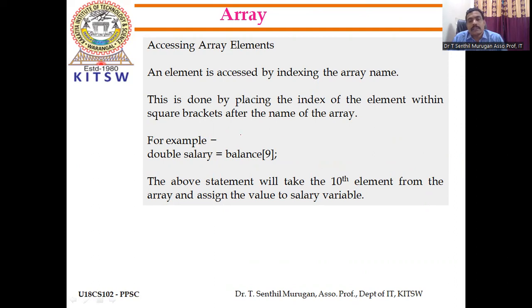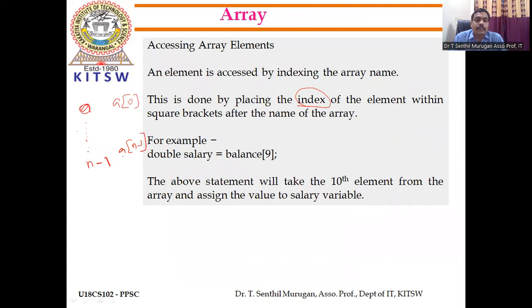So for accessing the array, how can we use this? Using the index variable. So what is the array index? Array index starts with 0 and ends at n minus 1. So in case the array name is A, it means A of 0 to A of n minus 1. This is the array index. Okay.